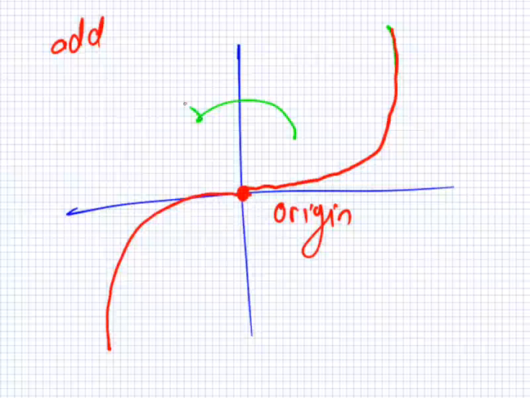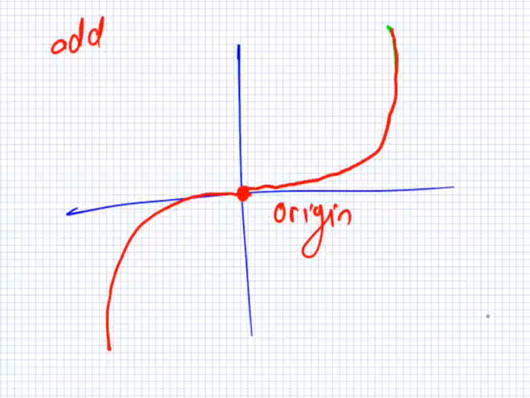x squared plus x. Even? No, again, it is neither. x squared plus x is also neither.